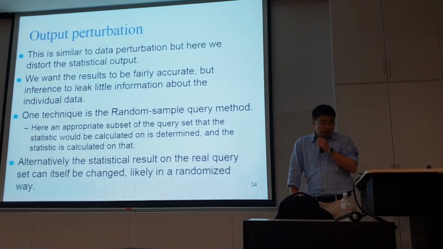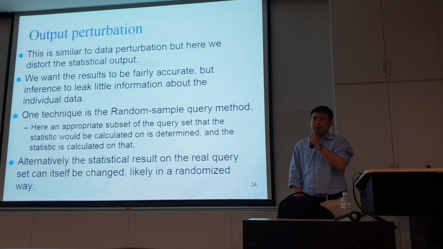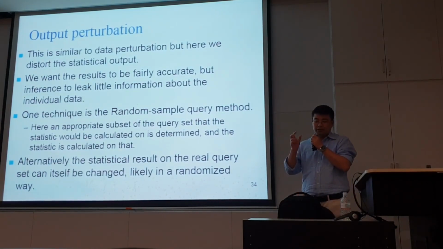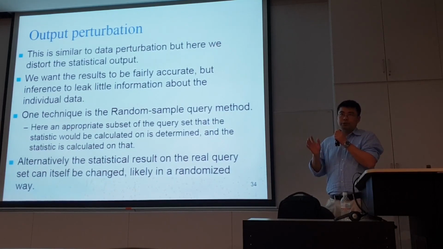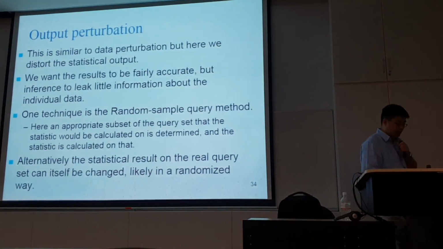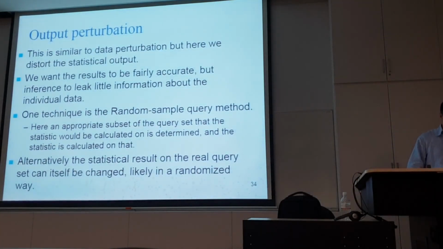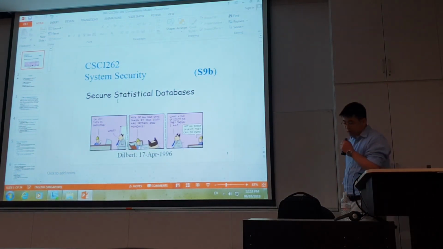For all these kinds of perturbation, data perturbation or output perturbation, we need to inform the users. The statistical data may not be 100% accurate. So the user must be aware that the returned statistical data is not 100% accurate. It's close, but it's not 100% accurate. Right, so that's for the secure statistical database.